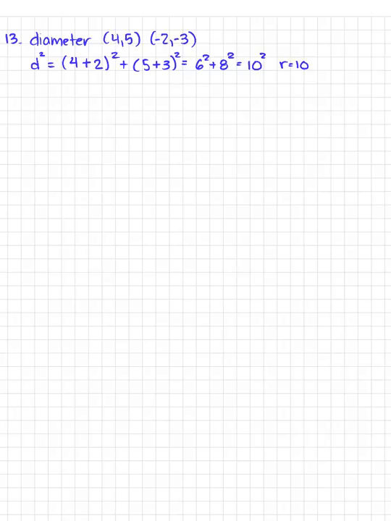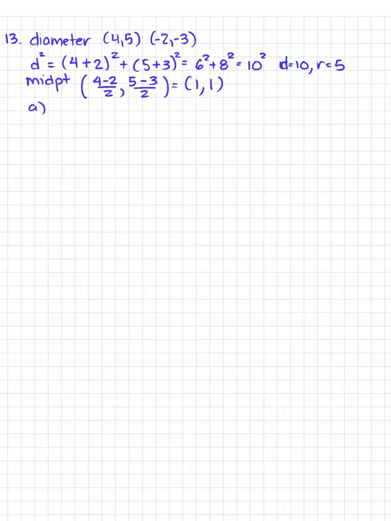And now we can, my diameter is going to be 10, which means my radius will be 5. And I know that my center is going to be the midpoint between those. So you take the average, 4 minus 2 over 2, 5 minus 3 over 2. So 2 over 2 is 1, 2 over 2 again is 1. That was a nice center.